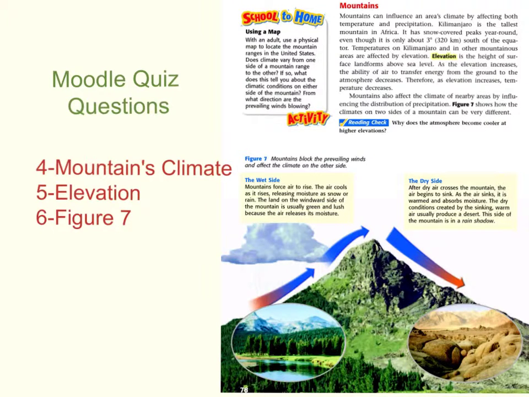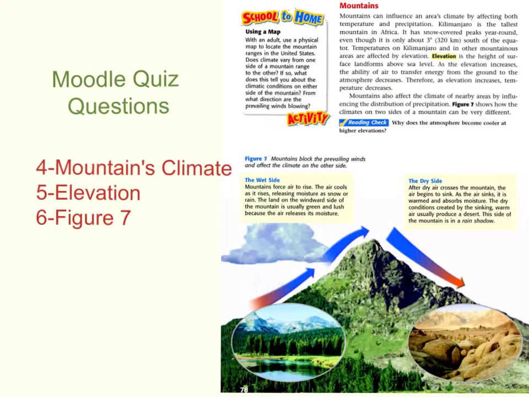Now we're at the second textbook page you should be looking over. This page will help you answer Moodle questions 4, 5, and 6. Notice that on this particular textbook page there's a rather large diagram on the bottom, so it looks a little bit different from the last page.